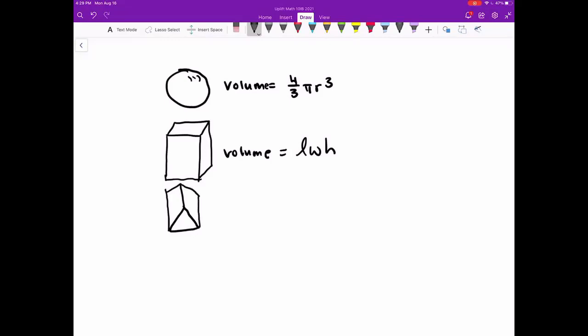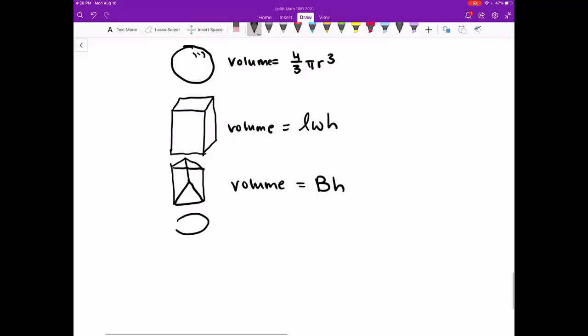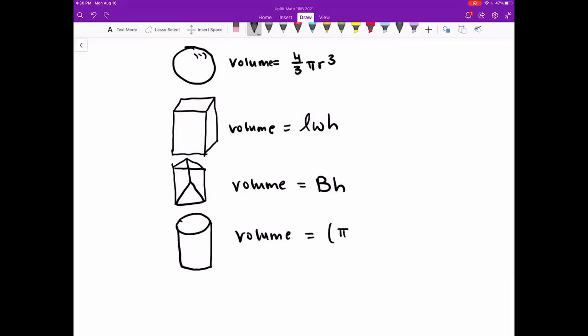For any shape prism, the volume would just be the base times height. The area of the base. Oh, okay, yeah, the area of the base times height. So this also works for the cylinder. I think it works for all the types of prisms. It does, yeah. So the base would just be pi r squared, so pi r squared times h.